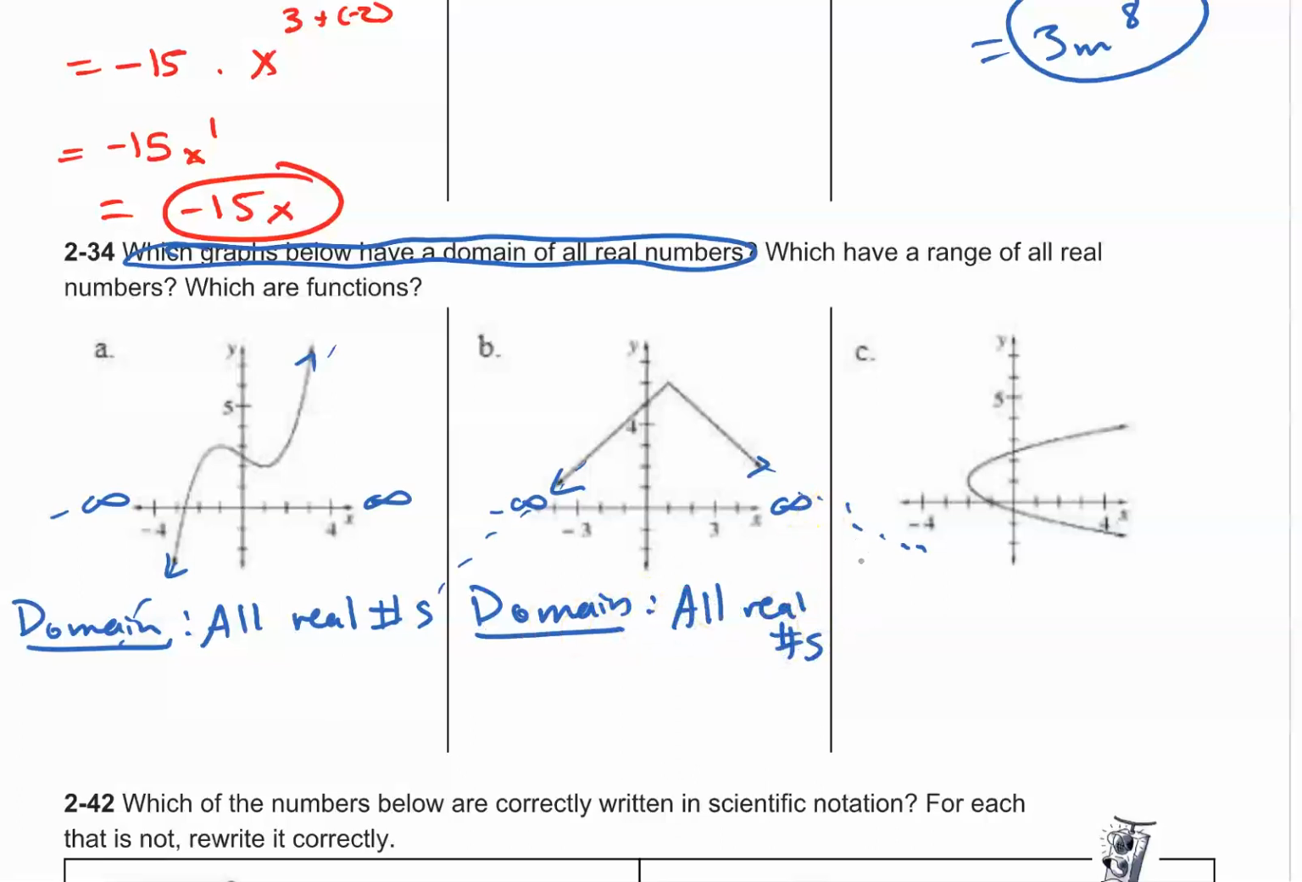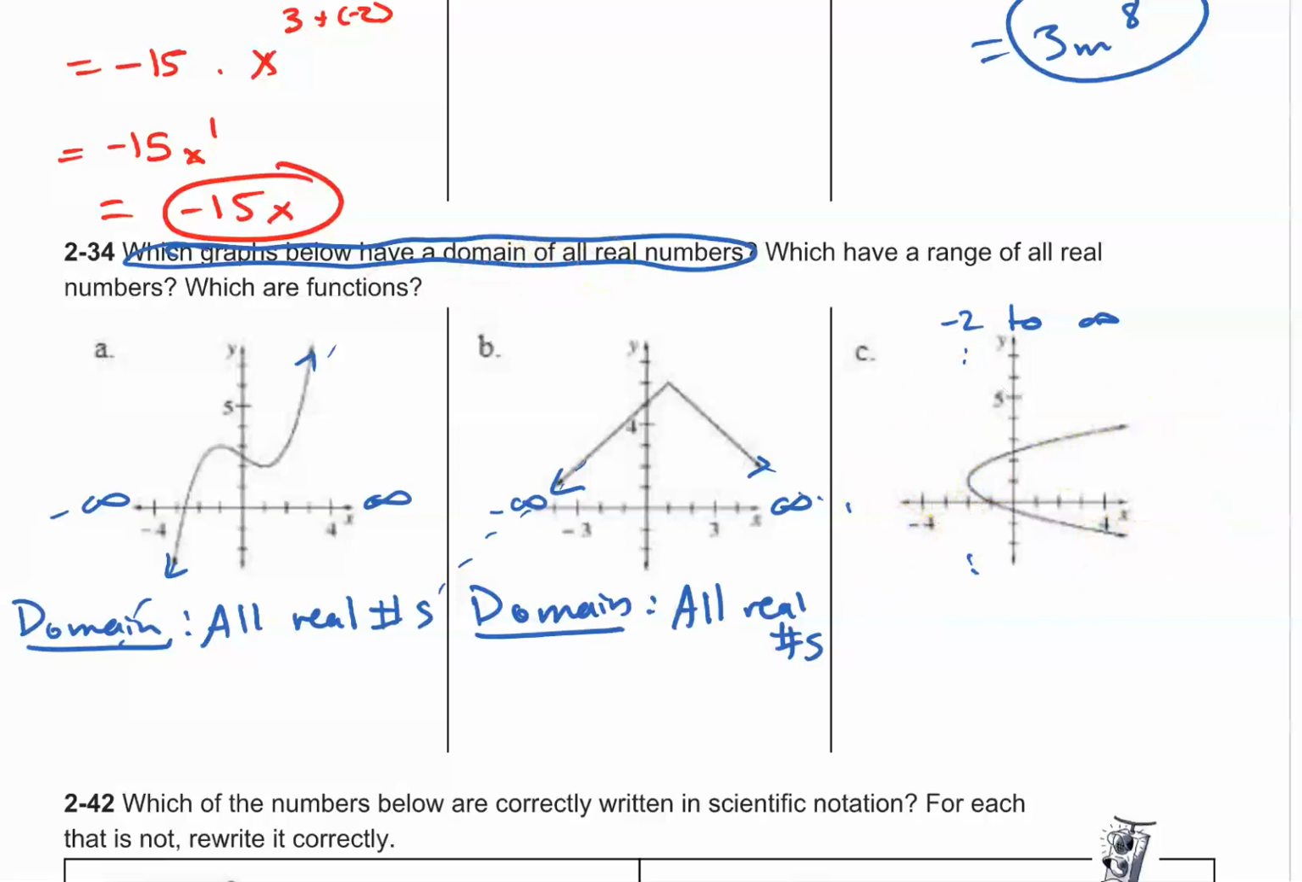All right, when you're looking at C, now we do have an arrow going to the right. We actually have 2 arrows, so it's going to go to infinity, except if you check out the left-hand side, there's like a wall right here. It never goes past this point. So it never goes past negative 2. So the domain is actually negative 2 to infinity. That means I don't need to write anything, because it just says which ones have a domain of all real numbers. So C is out.